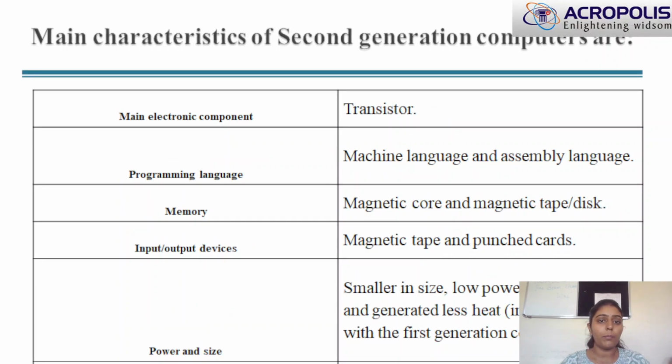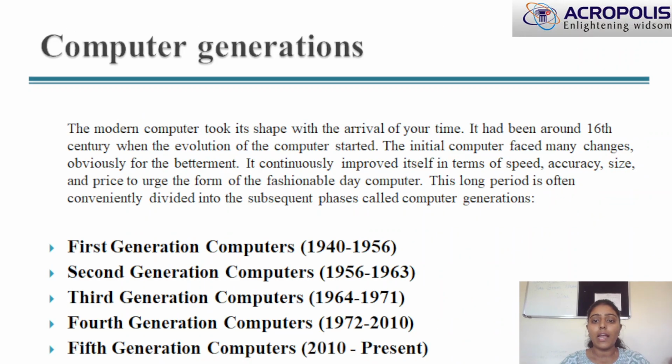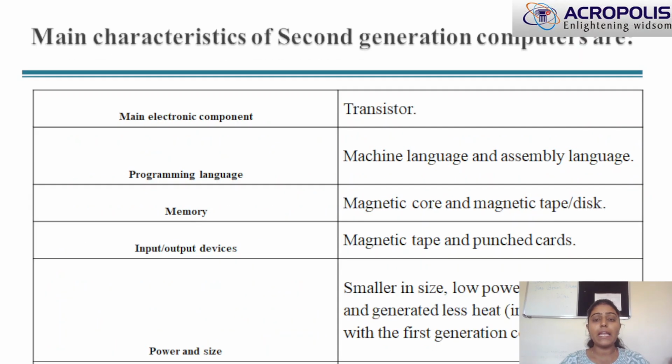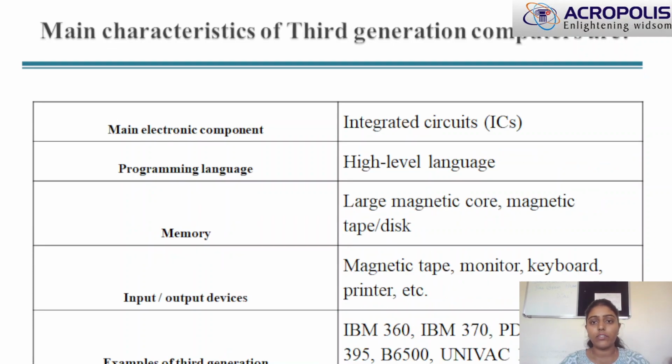The second generation computers' duration is 1956 to 1963, and these computers are mainly based on the transistor. Third generation computer systems' duration is 1964 to 1971, and the third generation computer consists of integrated circuits, that means ICs. These are high level programming language computers, and they use magnetic tape, monitor, keyboard, printer, etc.